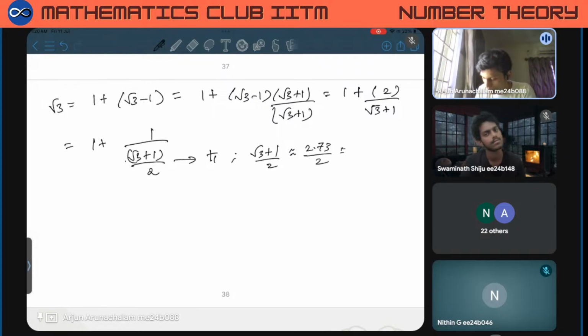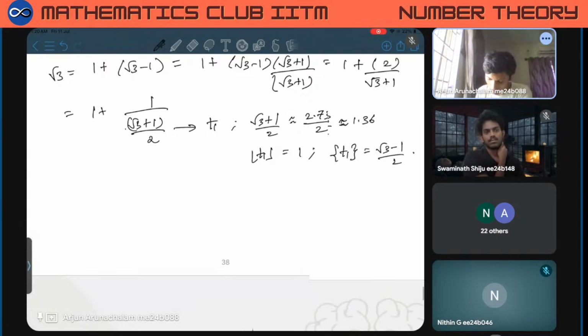2.73 by 2, which is approximately 1.36, I think. Yeah, 1.365. So it's approximately this. So the greatest integer function of T1 is just 1, I think. Is it 1? Yeah, it's 1. And the fractional part of T1 is root 3 minus 1 by 2, right?